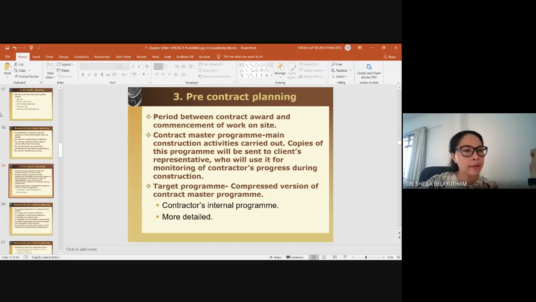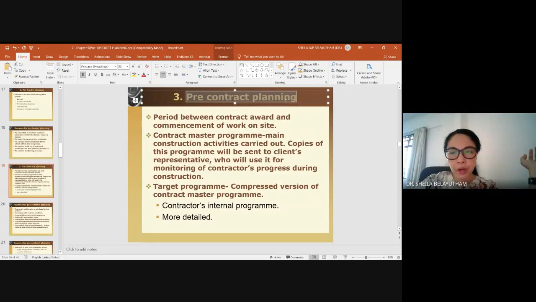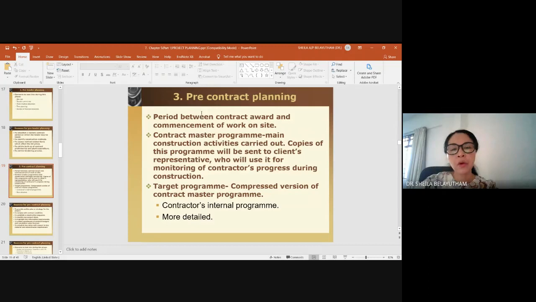The third one is pre-contract planning. Pre-contract planning is planning done by the winning contractor. So after bidding, let's say 10 bidding contractors, one is selected to win the contract. That one contractor would have pre-contract planning. Pre-contract planning is the period between contract award and commencement on site. It's a short time period.